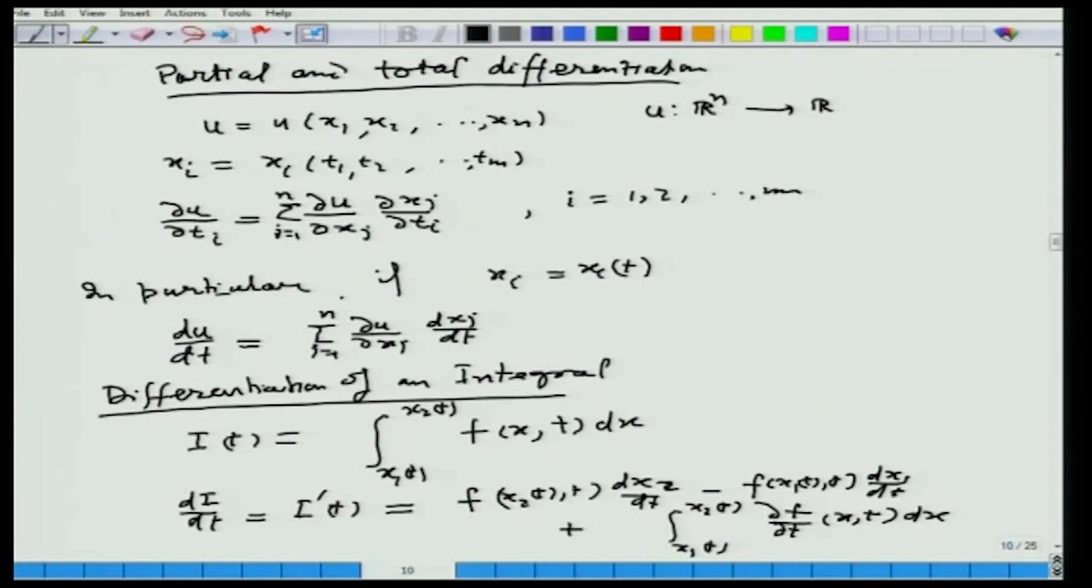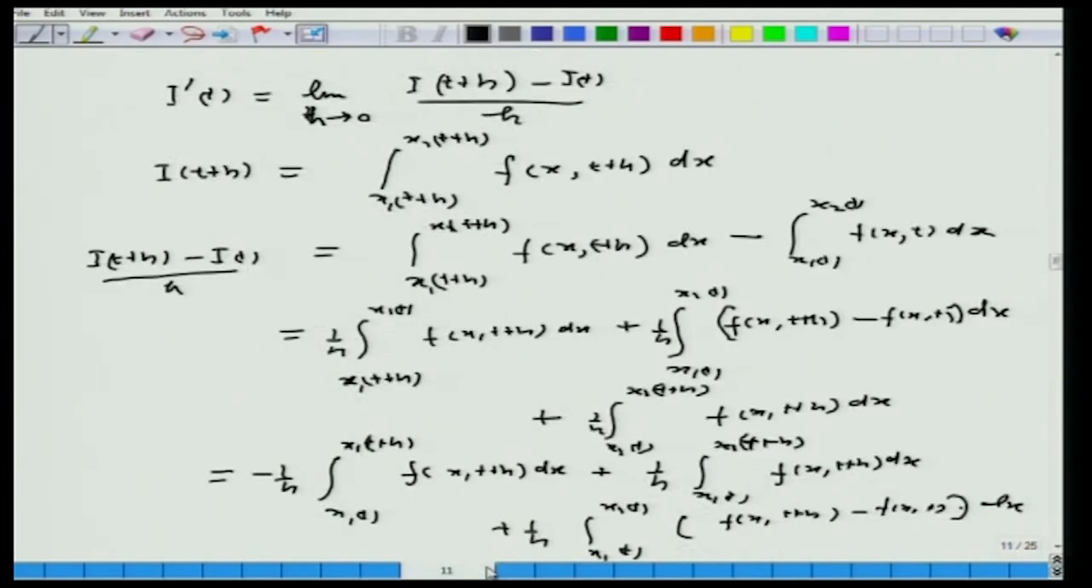Then we had the notion of differentiation of a definite integral, where the limits are functions of a variable, say t, and the integrand is a function of several variables. Like here, there are two variables, x is the variable of integration and t is appearing as a parameter, and so this integral will be a function of this parameter t. And so, we can consider the differentiation of this integral I(t) with respect to the variable t, and it is given by this Leibniz rule, which was proved in the last lecture in this manner.